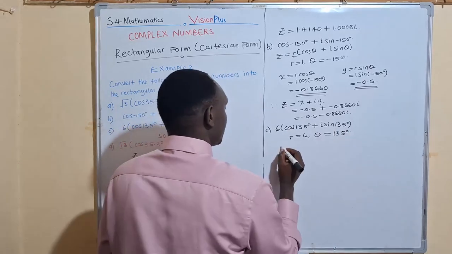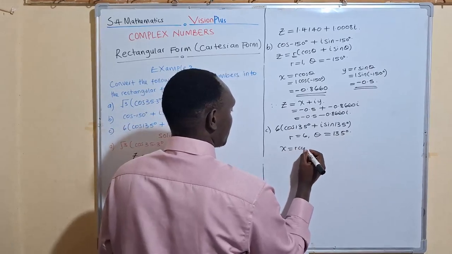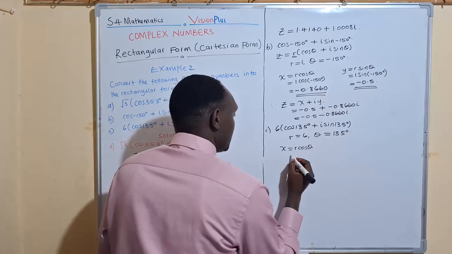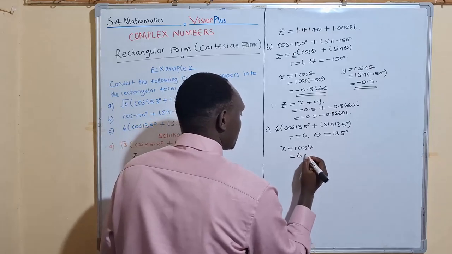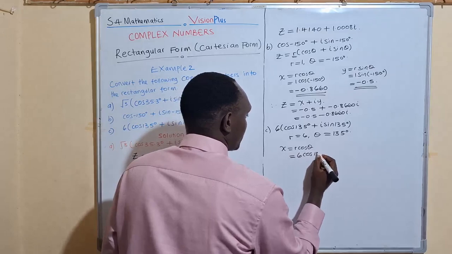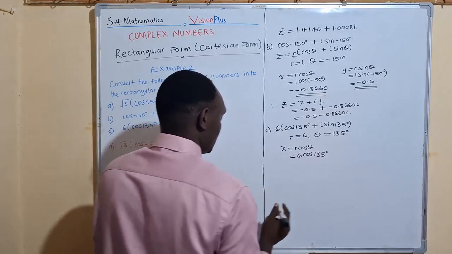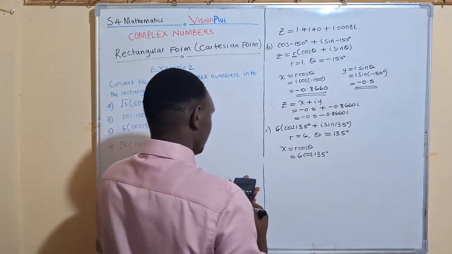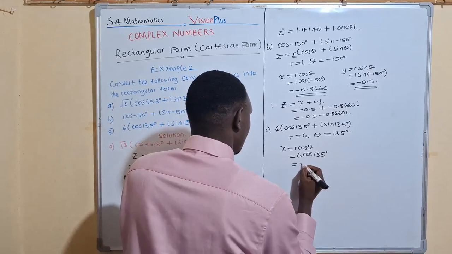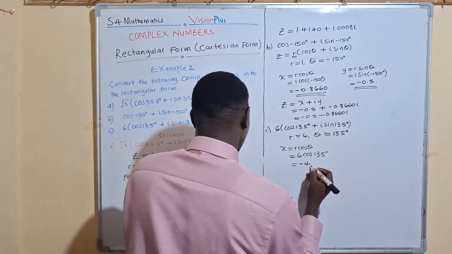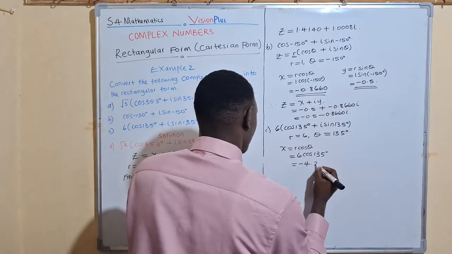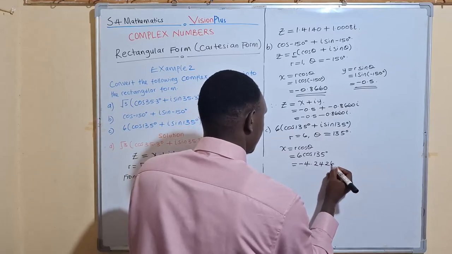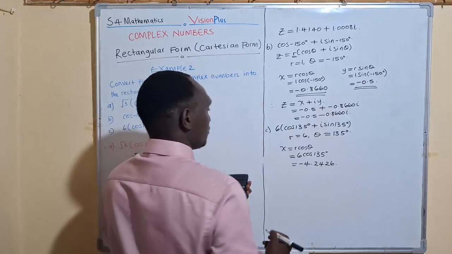What do we know? We know that x is given by r cosine of angle theta. This implies that here we shall have 6 cosine of 135 degrees. Then we press the calculator. 6 cosine of 135. I'm getting negative 4.2426 as the value of x.